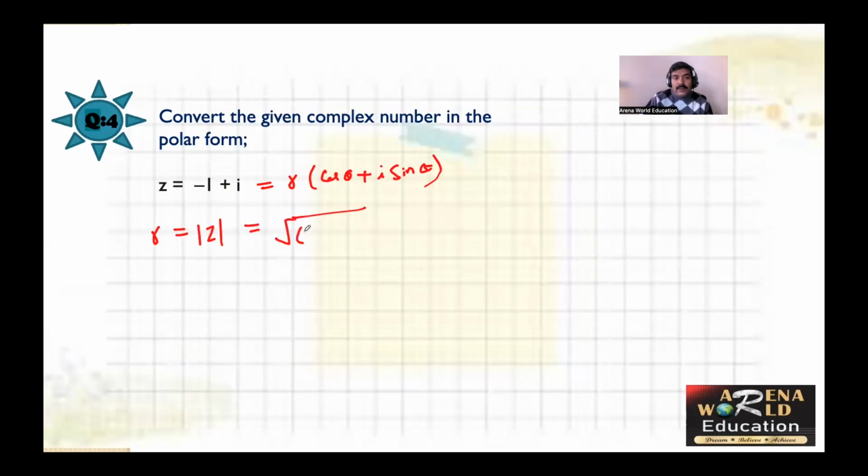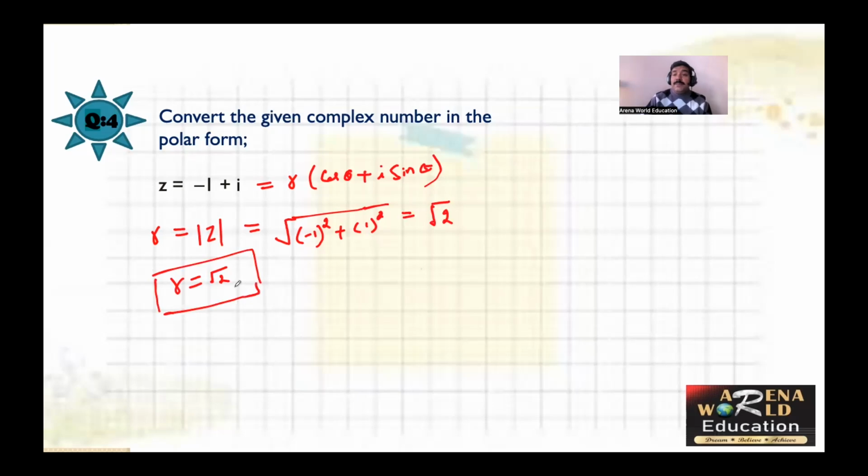So directly I am writing, it is under root of the real part -1, so minus 1 square, plus the imaginary part 1, so it is 1 square. So what is the final value? It will be under root 2. It means r is under root 2. I hope everybody is clear till this point.